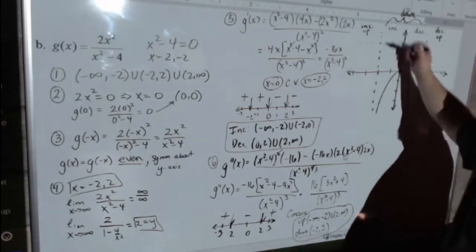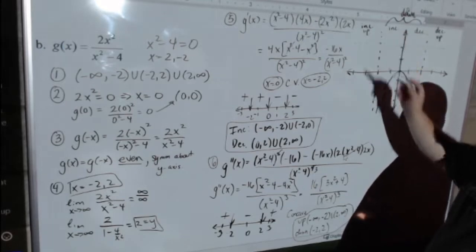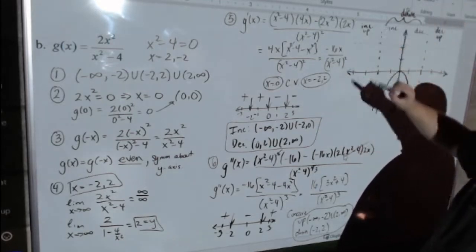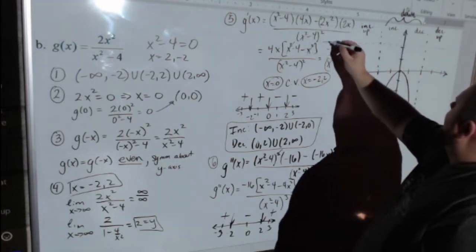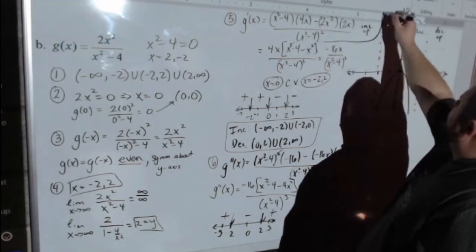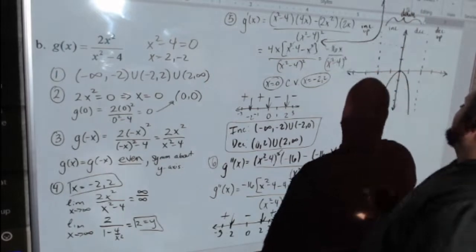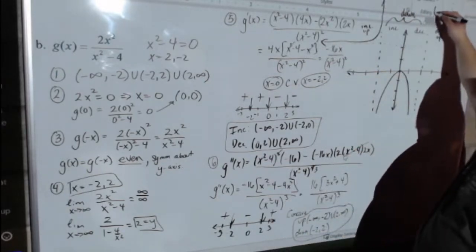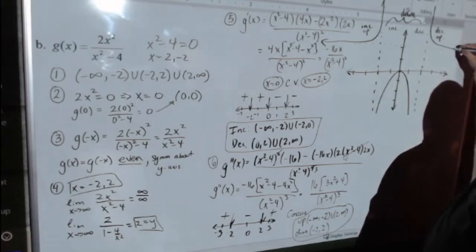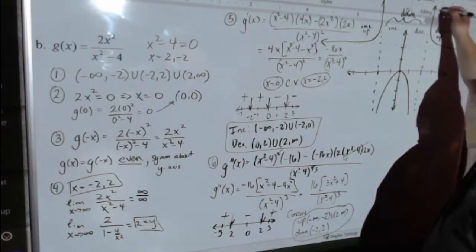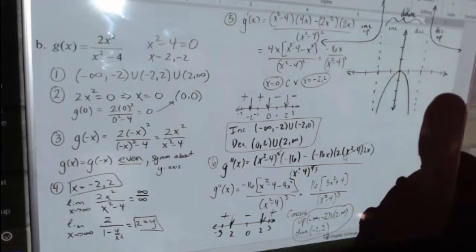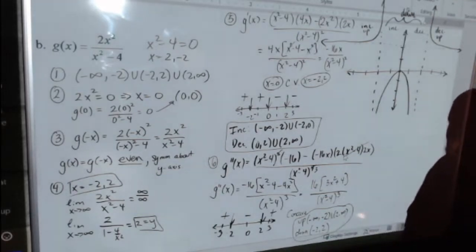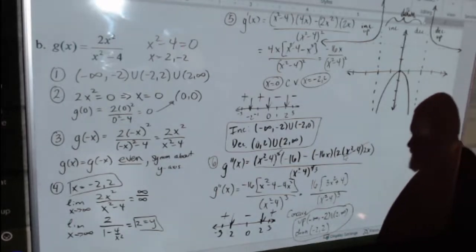Then in this region, I have to be increasing, so something like this, and I have to be concave up. It's going to look something like that. And then over here, I've got to decrease, but also be concave up. So we should look something like that.